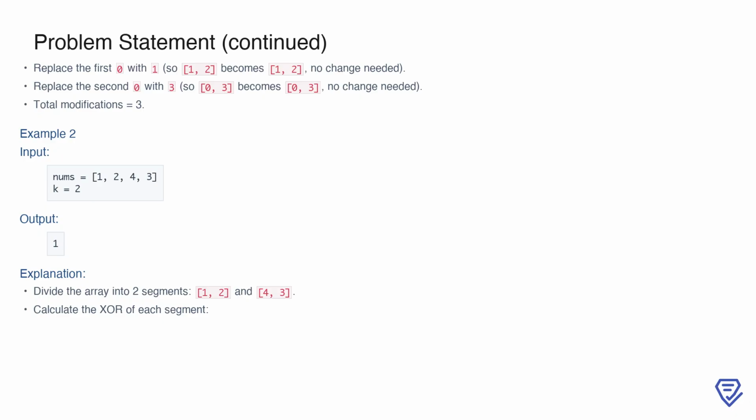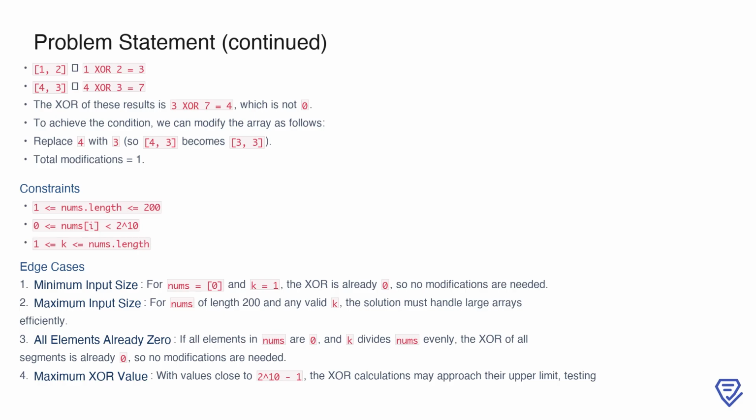Now let's look at another example to further clarify the problem. Consider the input nums equals 1, 2, 4, 3, and k equals 2. Here, we divide the array into 2 segments, 1, 2, and 4, 3. For the first segment, 1, 2, the XOR is 1 XOR 2, which equals 3. For the second segment, 4, 3, the XOR is 4 XOR 3, which equals 7. Now, the XOR of these segment results is 3 XOR 7, which equals 4.